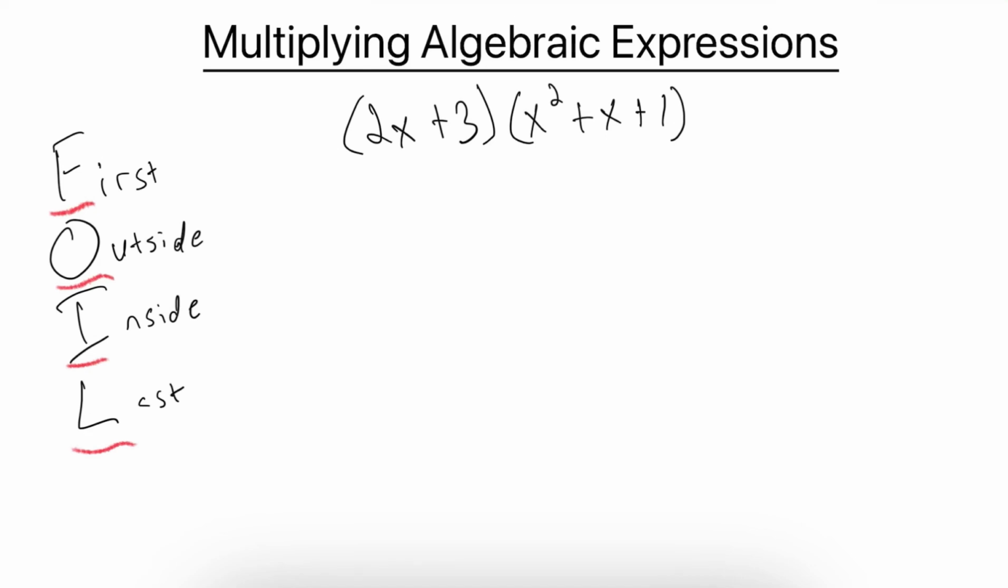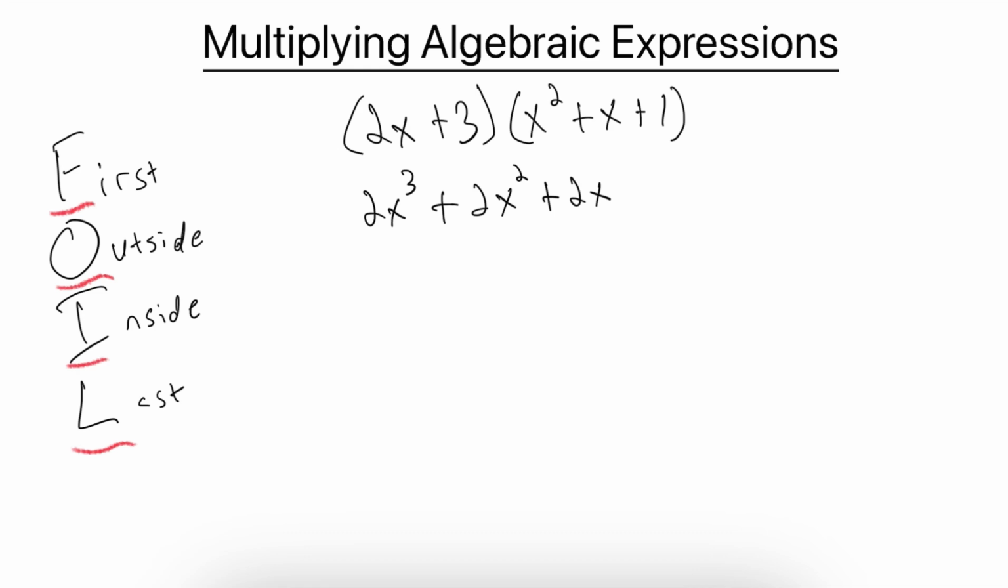Now we have 2x plus 3 times x squared plus x plus 1. We have more than just a first, outside, inside, last, so we'll start with the first term, multiply the first, the middle, and the last. And we'll go to the second term, first, middle, and last. So 2x times x squared is 2x cubed. 2x times x is plus 2x squared. And 2x times plus 1 is plus 2x.